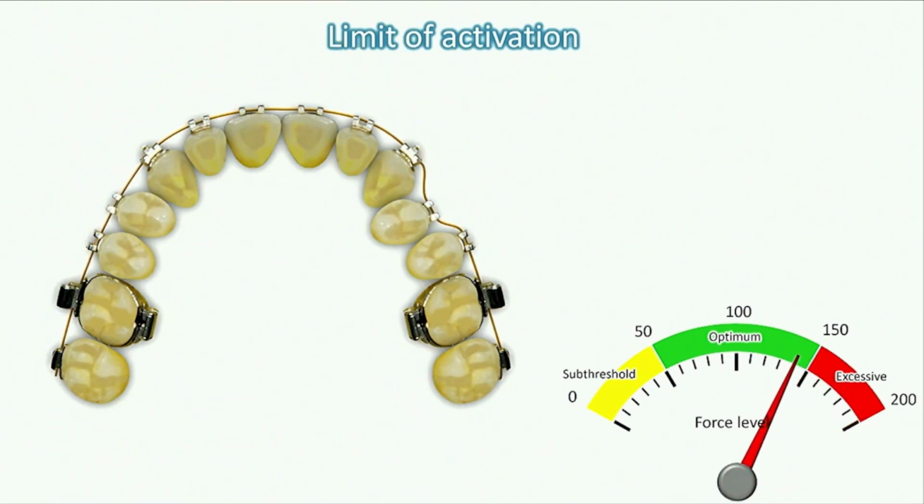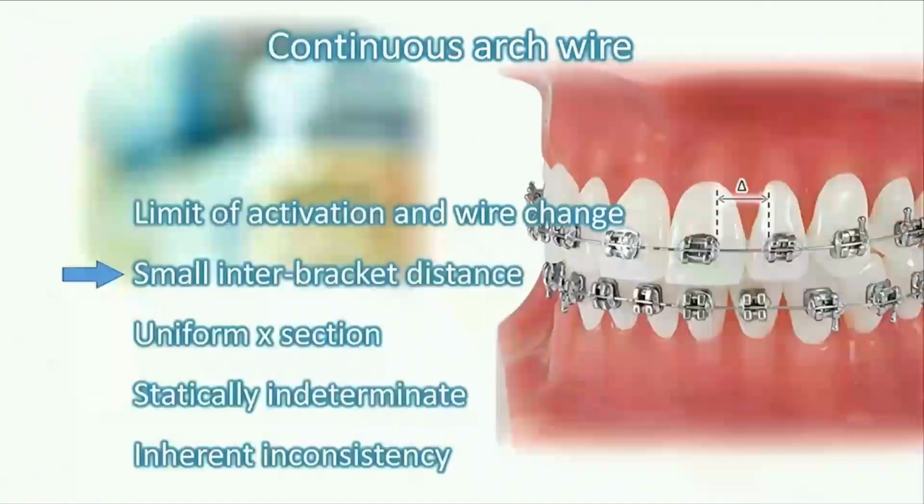So the wire was replaced with a more flexible one in order to ensure that the force magnitude remains within the optimal range. As the wire flattens out, the tooth approaches its final position. However, the force magnitude drops into the subthreshold level, where the tooth movement can hardly occur. Theoretically, it may not reach the final position unless force magnitude is restored with stiffer wire.